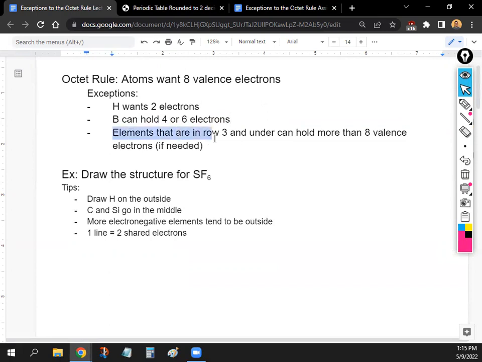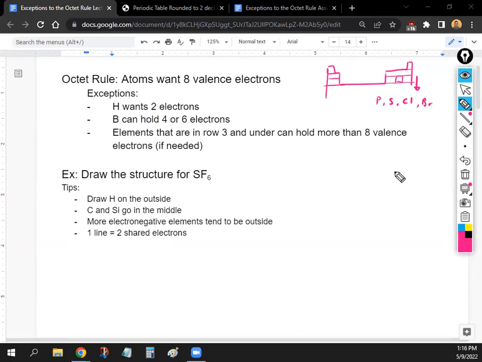And then the other exception we're going to talk about is that elements that are row 3 and under can hold more than 8 if they have to. Okay, so we know that on the periodic table we have the rows, right? And anything that's row 3 and under is going to be able to hold more than 8. So starting with phosphorus, sulfur, chlorine, things like that, they can hold more than 8 valence electrons.